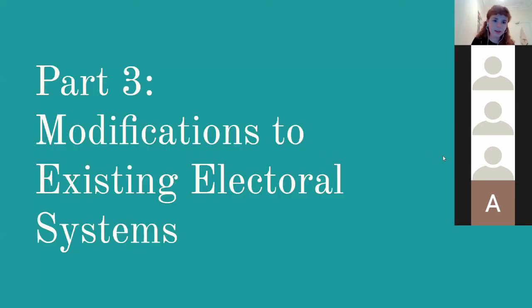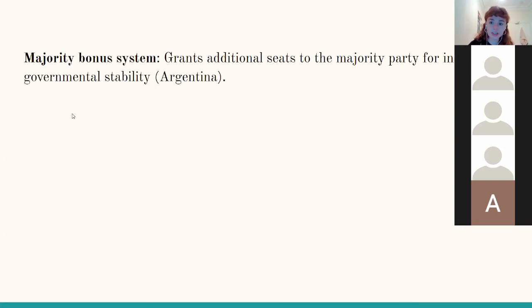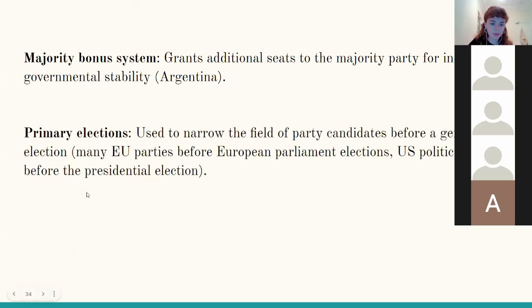So part 3 of this talk is modifications to existing electoral systems: what they are, a bit of a glossary of terms. Cool. First we have the majority bonus system, which grants additional seats to the majority party for additional government stability. This kind of happens automatically in the cases that Alex just mentioned in the Czech Republic. There are systems where they explicitly do this on purpose. It has pretty much all the same benefits and harms that we already discussed.